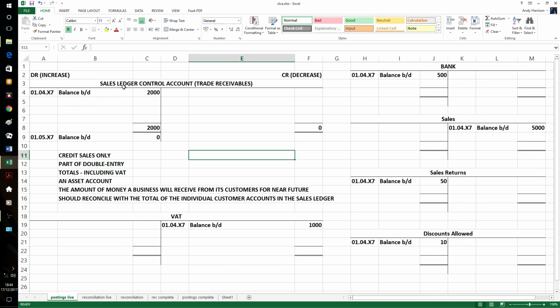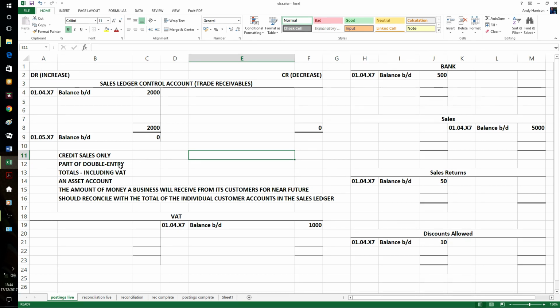At the moment it has a brought down balance of £2,000, which means at the start of the month our customers owed us £2,000. Entries on the debit side increase the amount that our customers owe us. Entries on the credit side reflect a decrease or reduction in the amount that they owe us. So we've got a few other accounts here, they've already got balances in as well. So sales ledger control account, just to remind you, is credit sales only.